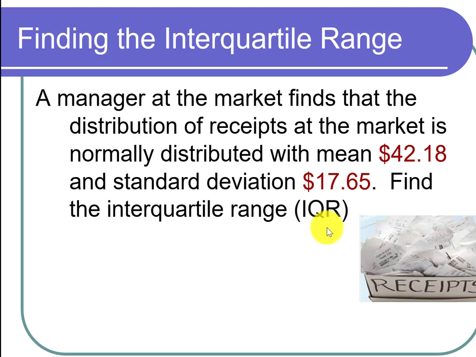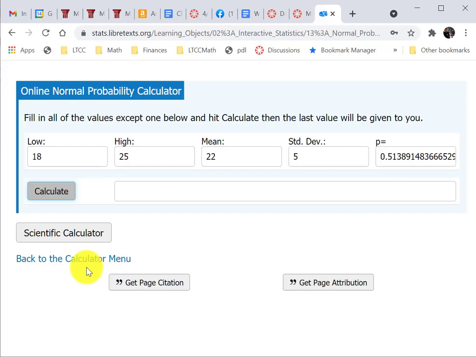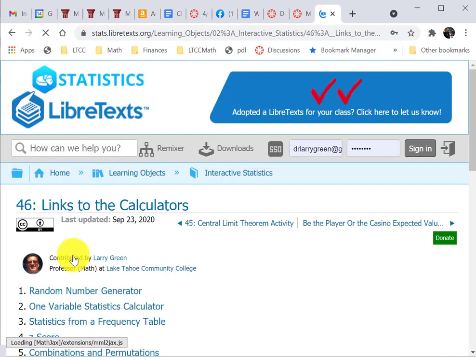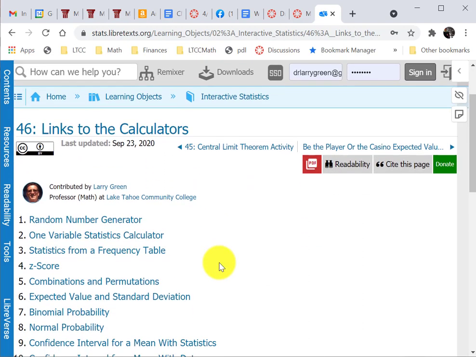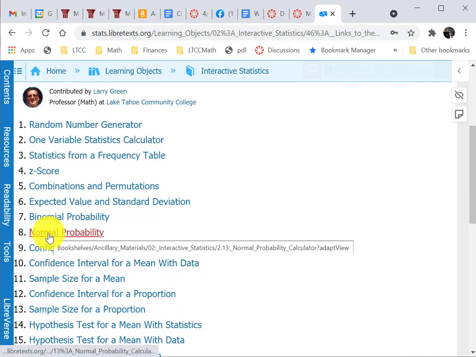What that is, is the range between Q1 and Q3. Remember, Q1 is the first quartile, or the 25th percentile, and Q3 is the third quartile, or the 75th percentile. So I need to find the 25th percentile and the 75th percentile. So I go to my calculator and I find those percentiles. Let's take a look. So here's my calculator. Let me just hit back to the calculator menu. And just to remind you, I'm going to scroll a little bit. And number 8 is normal probability.